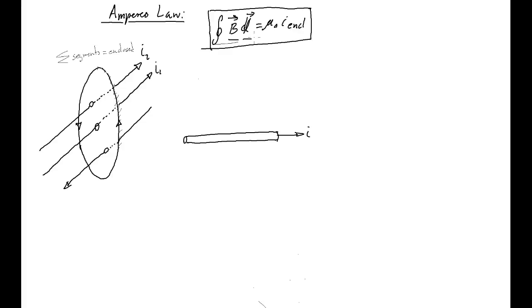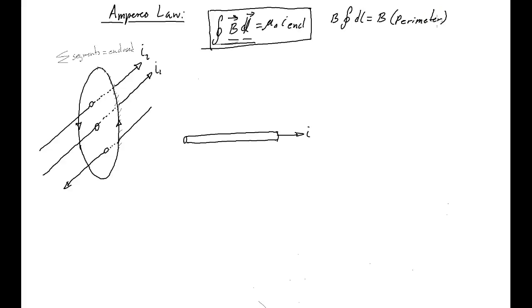So if you choose your Amperian loop wisely, then this, which can be a very complicated integral to deal with, will become this: B times the integral dl. And B times the integral dl is just B times, how do you spell perimeter? P-E-R-I-meter. So B times the perimeter around your loop. Does that make sense?